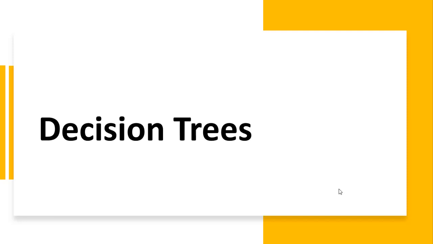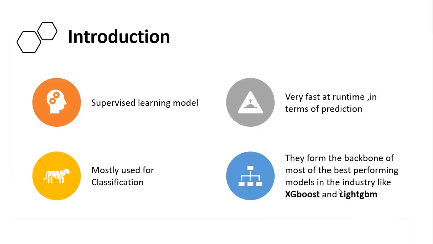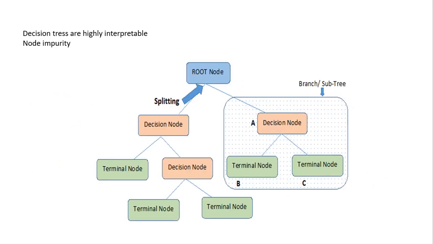Hi friends, today we discuss decision trees and also implement the decision tree model in Jupyter Notebook. As we know, decision trees are supervised learning models and they are very fast at runtime in terms of prediction. They are mostly used for classification, and they form the backbone of most of the best performing models in the industry, like XGBoost and LightGBM. Decision trees are highly interpretable. We can easily identify how a decision is made.